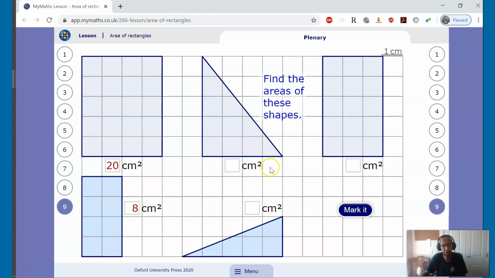1, 2, 3, 4. 1, 2, 3, 4, 5. So 5 times 4 is 20. 20 divided by 2, because it's half a rectangle, is 10.